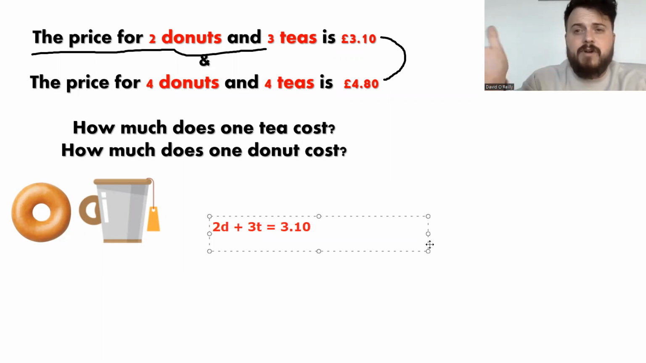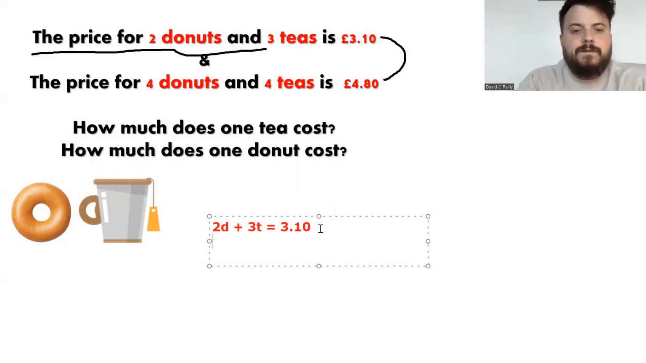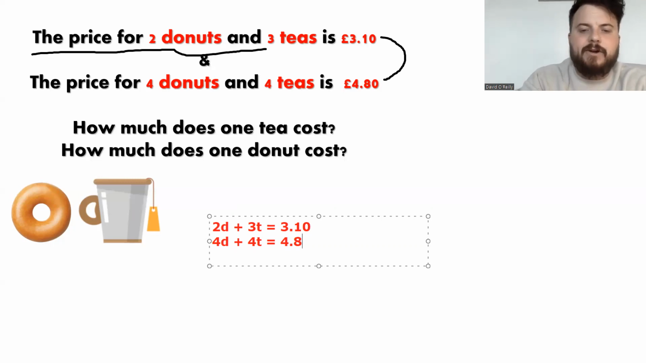And that's it. That's my first step. My first step is just to rewrite the mathematical statement. So the price for 2 donuts and 3 teas is £3.10. It's the same as saying 2D, 2 donuts, plus 3T, 3 teas, equals £3.10. Let's do the same with the next statement. 4D, 4 donuts, plus 4T, 4 teas, equals £4.80. That's my first step completed. My first step was to rewrite it as algebra. I have done that. So that step isn't too difficult, hopefully.